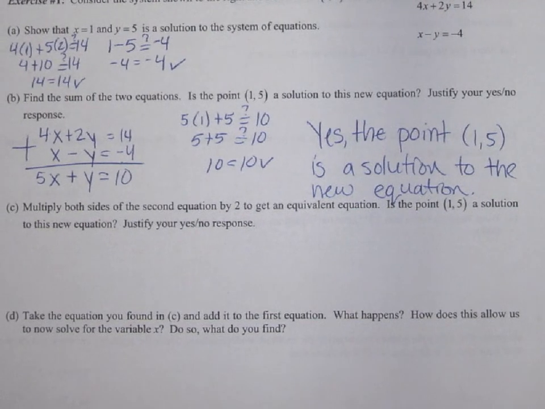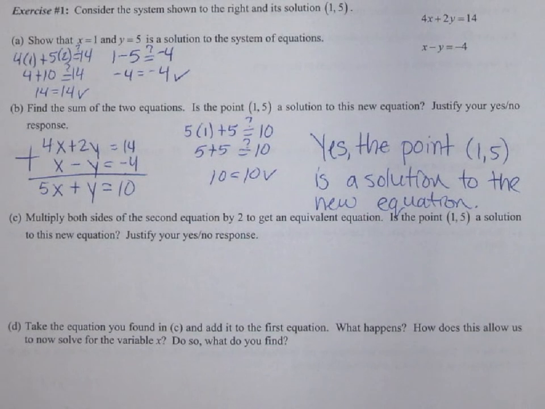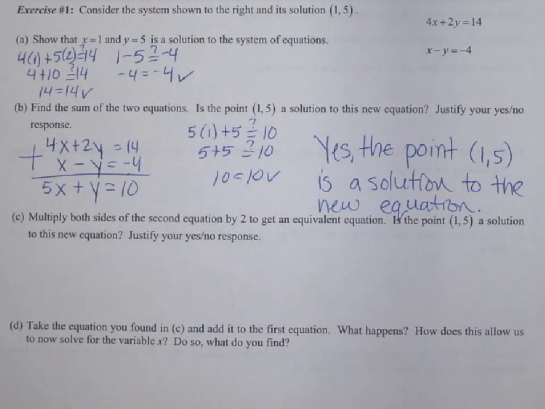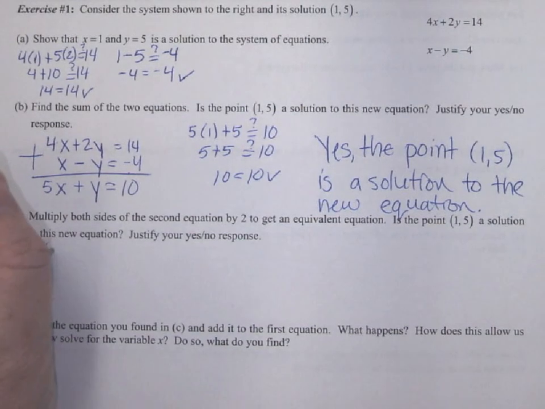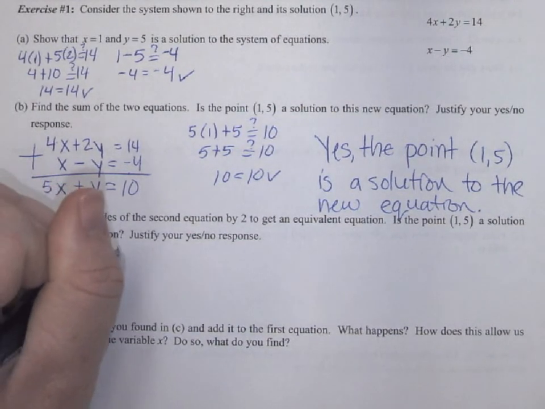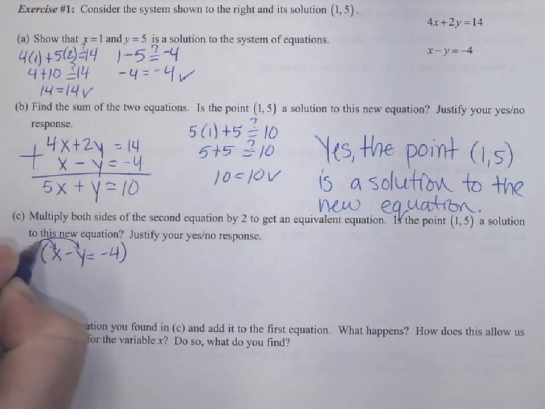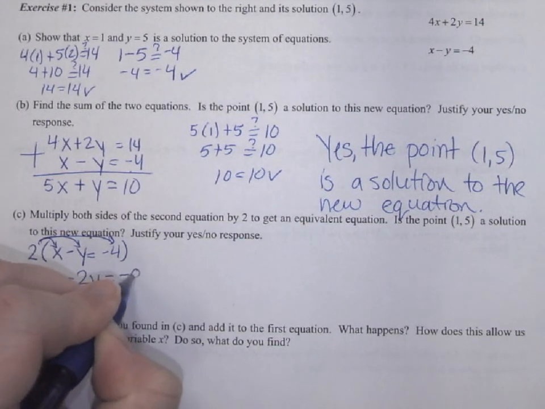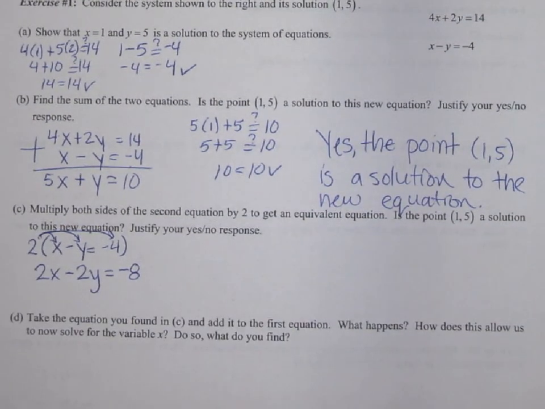Now it says multiply both sides of the second equation by 2 to get an equivalent equation. So basically, this is very similar to when you found equivalent fractions and equivalent ratios, right? As long as you multiply everything by the same factor, then the relationship remains true. So what I'm going to do is I'm going to multiply the entire equation and distribute everything. So I'll get 2x minus 2y equals -8. So I just multiplied every term by a factor of 2.